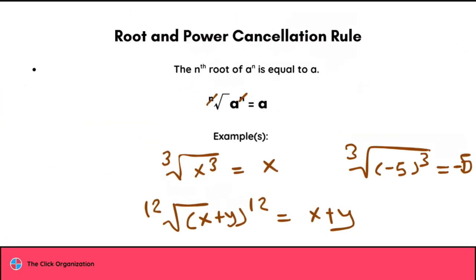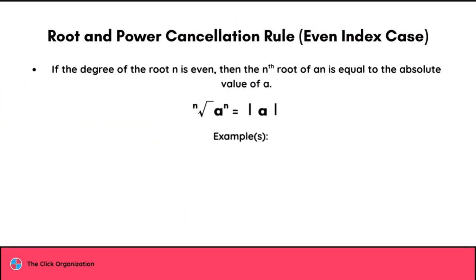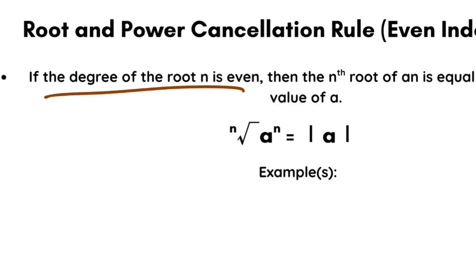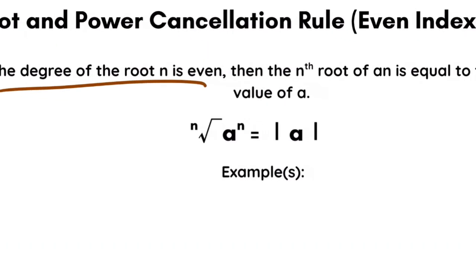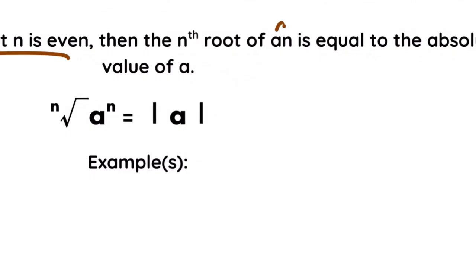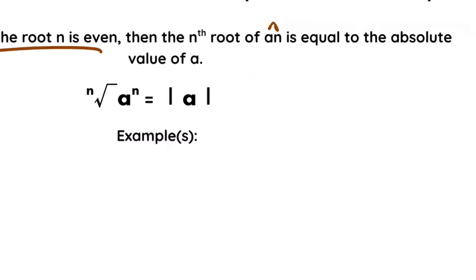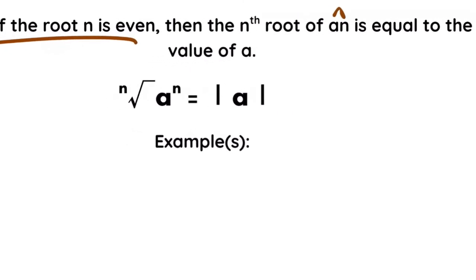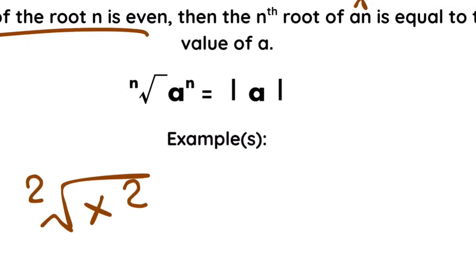Okay? Going for the fourth rule, root and power cancellation rule, but this time we have an even index case or even degree case, okay? If the degree of the root n is even, then the nth root of a to the power of n is equal to the absolute value of a. Okay, so I have a number. For example, the second root of x to the power of 2. This is equal to the absolute value of x.